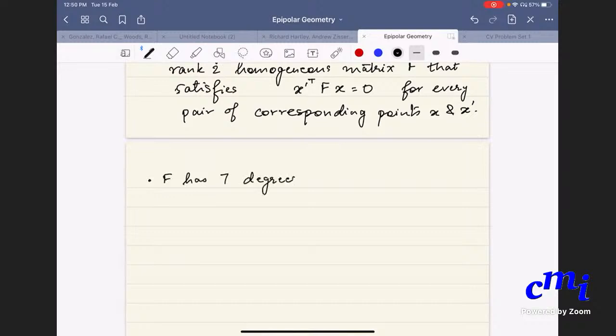We will require this information later, whenever you want to see how many corresponding points you require to compute F.